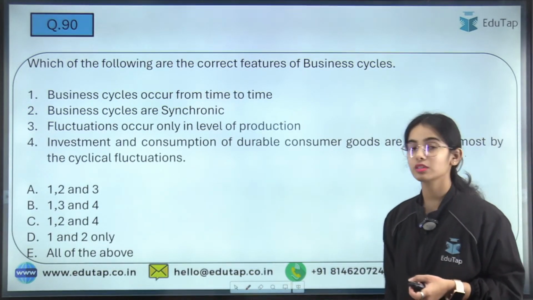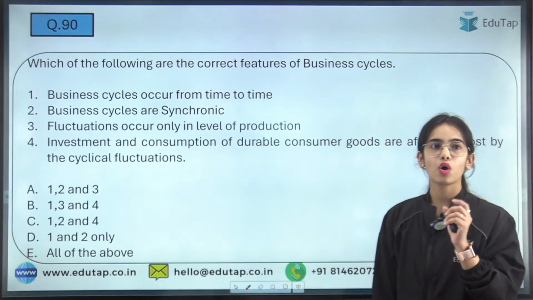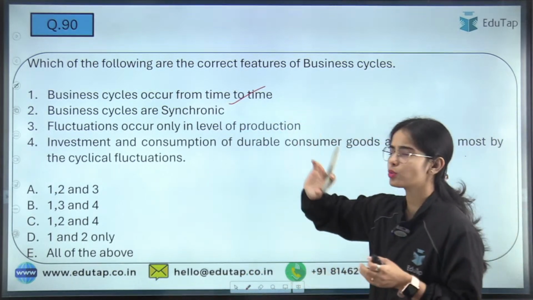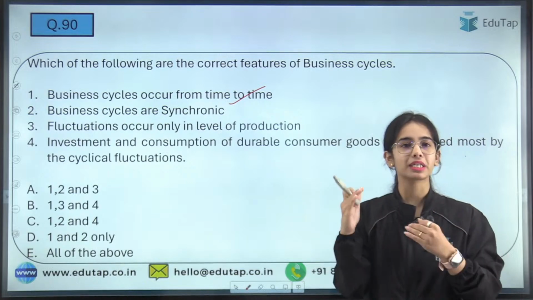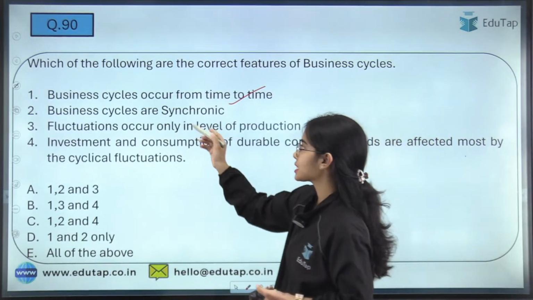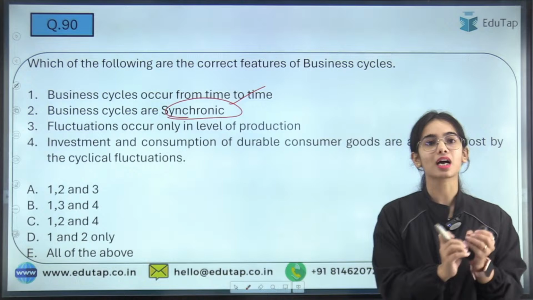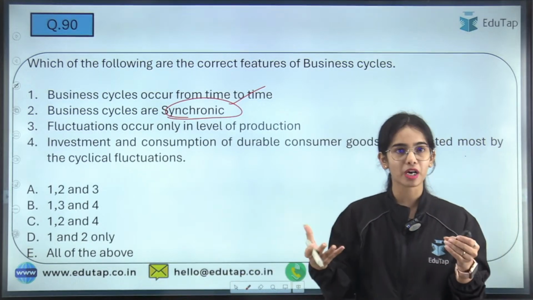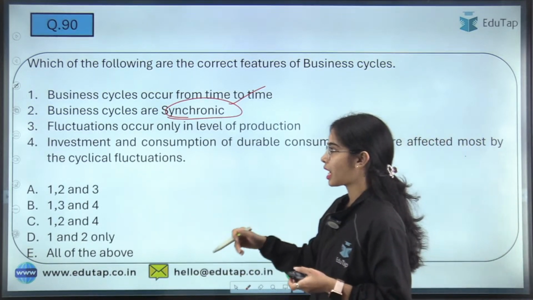Coming to the next question, try to answer this question. Business cycles occur from time to time. That is correct. They do not have a set timeline, but they do occur from time to time. They are synchronic. That means if a business cycle starts from one place, it spreads to other parts of the country and the world also.